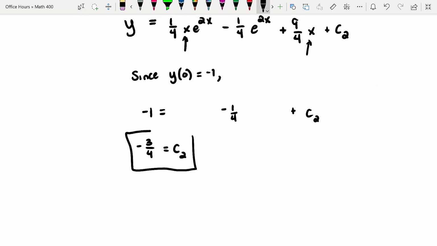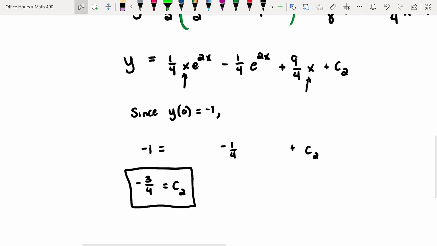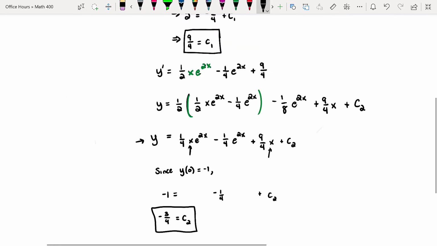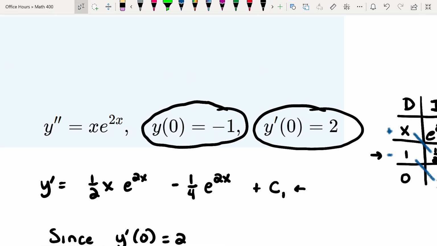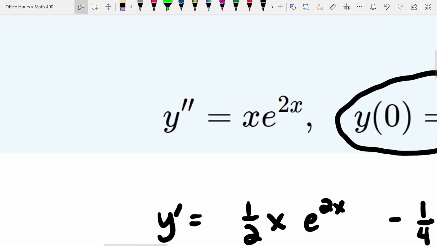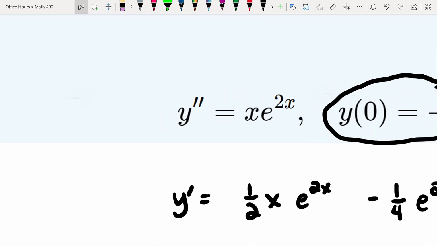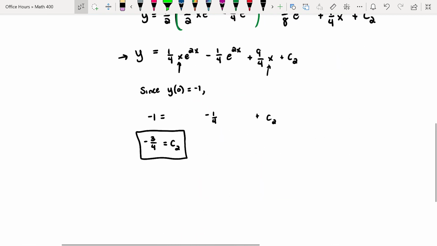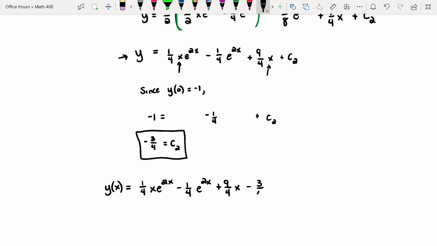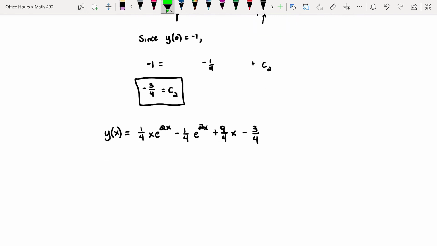So let me go ahead and just box that up and go back to my function here and say, well, given these two initial conditions, y of 0 is equal to negative 1 and y prime of 0 is equal to 2, the function whose second derivative is equal to x e to the 2x, given those two initial conditions, is going to be the following. That's a pretty good looking function. I'm going to go ahead and highlight that.